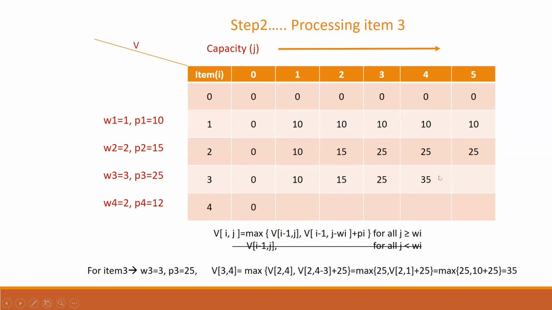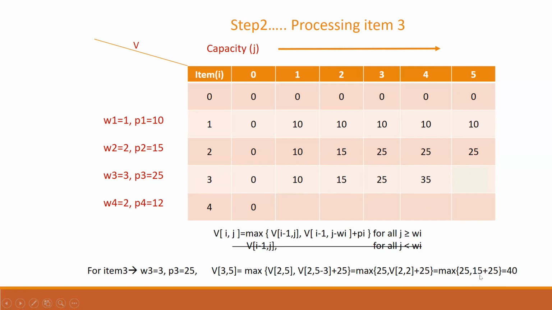Similarly, next this value, V of 3 comma 5. For the knapsack with weight 5, we are checking whether choosing item 3 gives the maximum profit or not. Yes, definitely, in the knapsack capacity 5 kg, we can put item 3. The remaining weight is now 2 kg. For 2 kg, the maximum profit obtained is 15. So here 25 plus 15 is nothing but 40. The previous solution gives only 25. So we check whether the previous solution or the new solution, that is, by considering item 3, gives the best value or not.